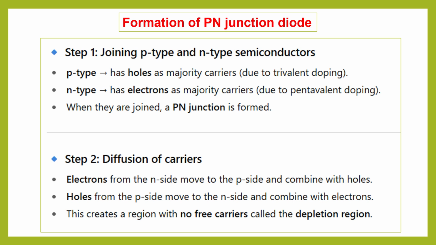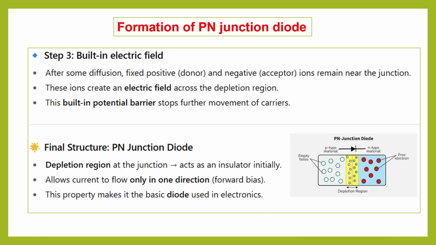This creates a region with no free carriers, called the depletion region. After this diffusion, fixed positive and negative ions remain near the junction. These ions create an electric field across the depletion region. This built-in potential barrier stops further movement of the carriers.